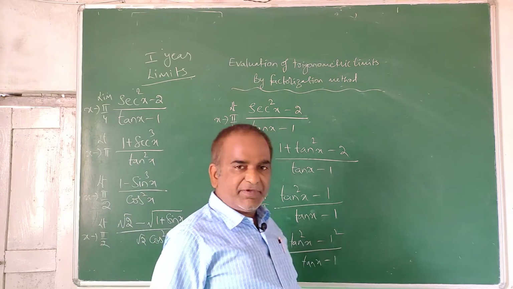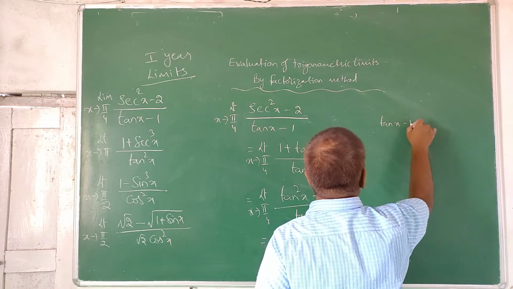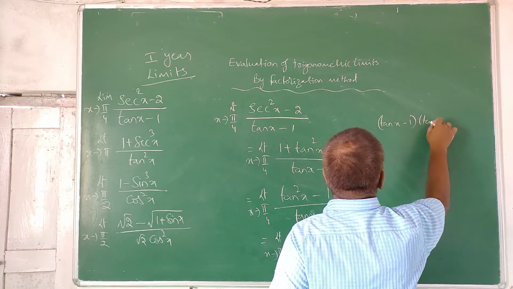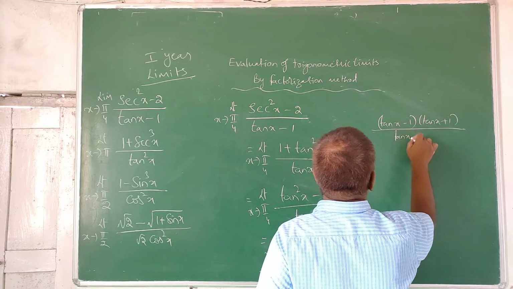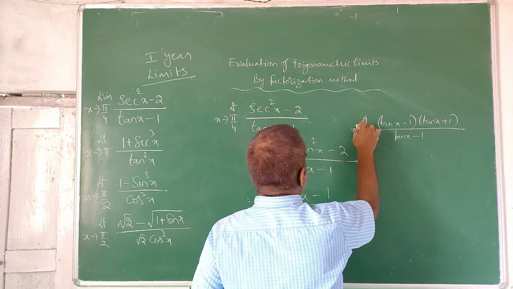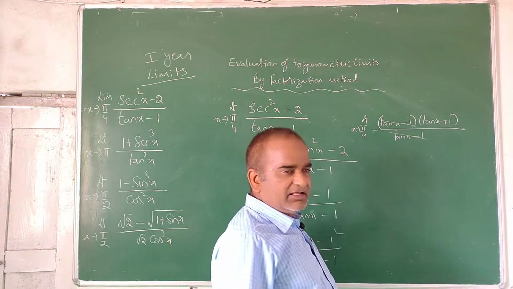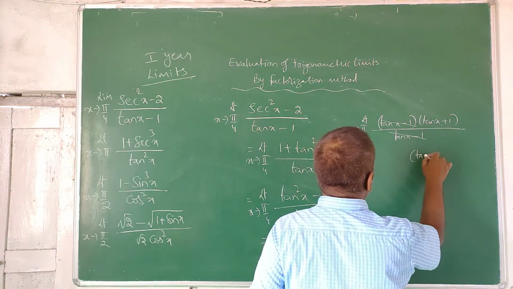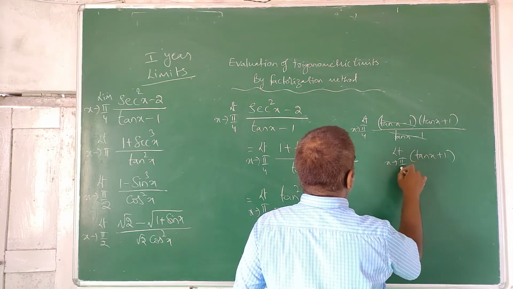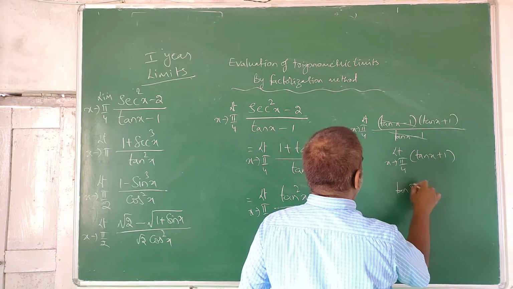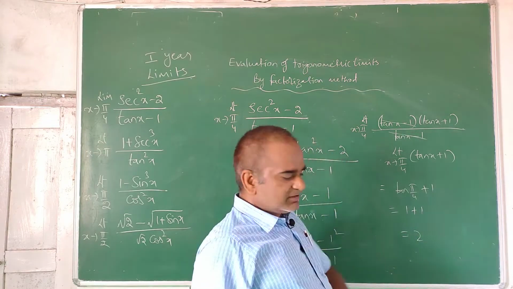Now this is in the form of a squared minus b squared, which is (a plus b) into (a minus b). So this is (tan x minus 1) into (tan x plus 1) by (tan x minus 1) as limit x tends to pi by 4. Then this tan x minus 1 gets cancelled. So tan x plus 1 as limit x tends to pi by 4, which is equal to tan pi by 4 plus 1, which is 1 plus 1, which is equal to 2. So this is the answer.